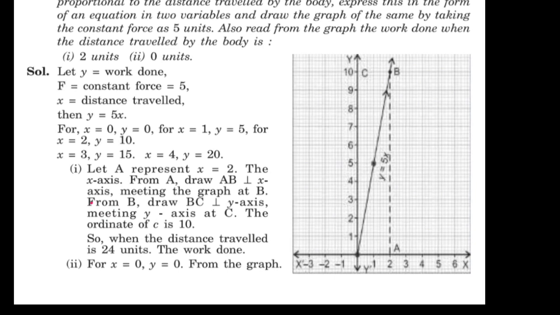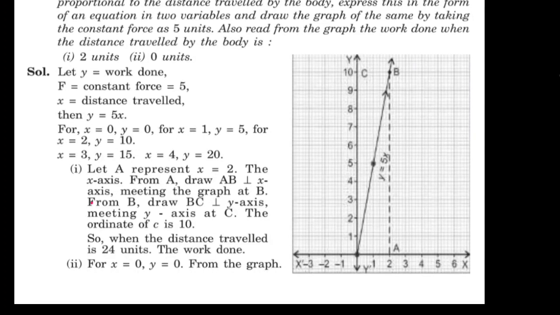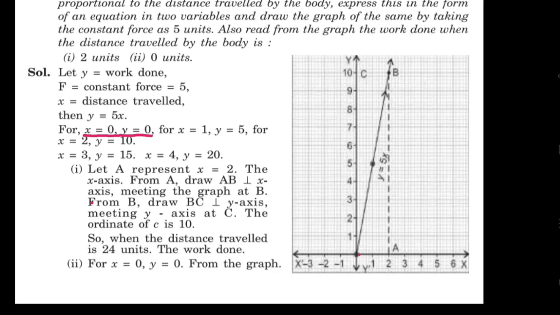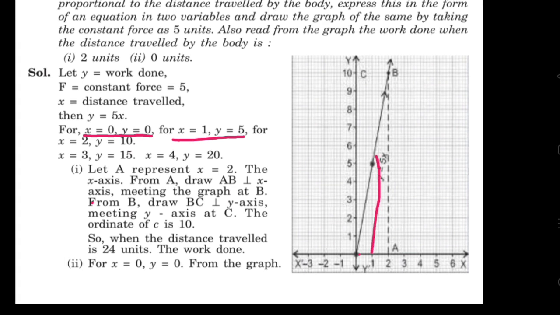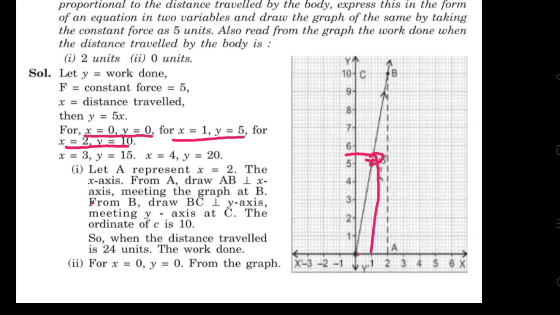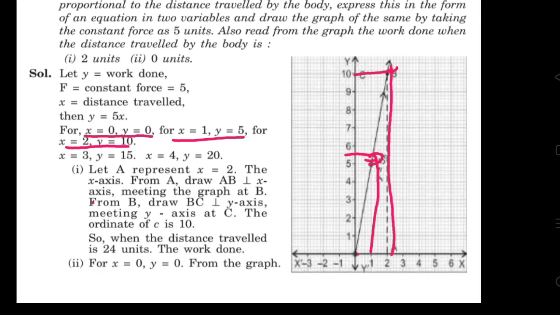Now here students, on the x-axis we take a distance of 1 unit, and on the y-axis also the same. Afterward, represent the point 0, 0, and from here 1, 5. So 1 is on the x-axis and 5 is on the y-axis, so the point is here. Next, on the x-axis 2 and on the y-axis 10, so the point is (2, 10).